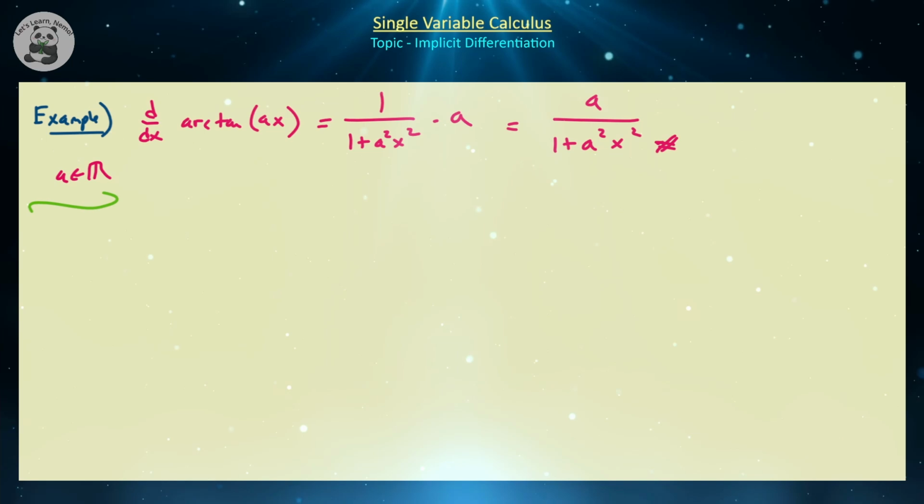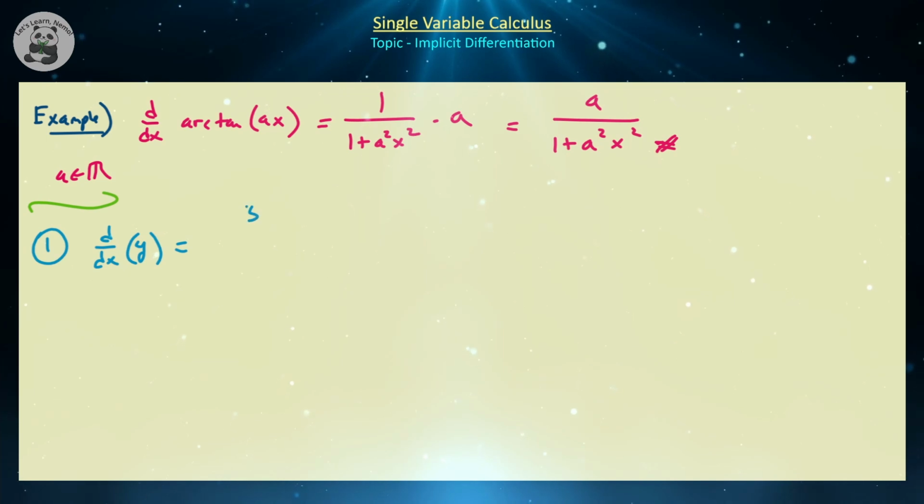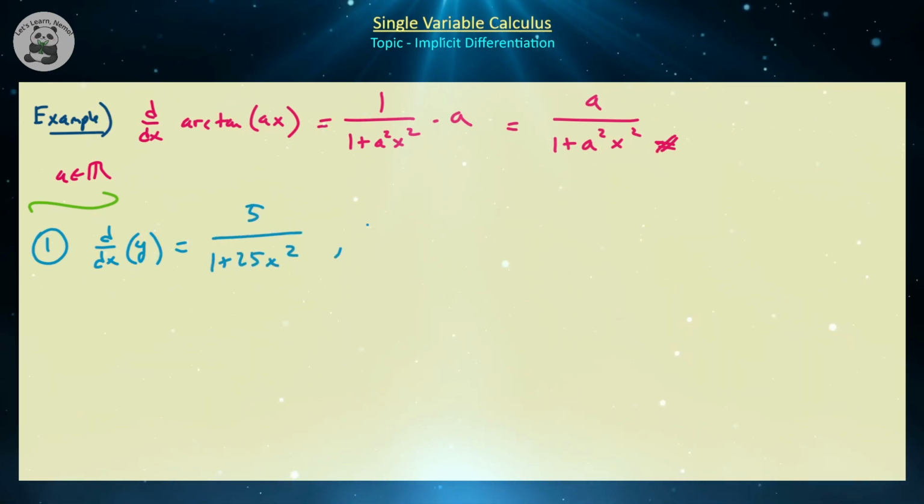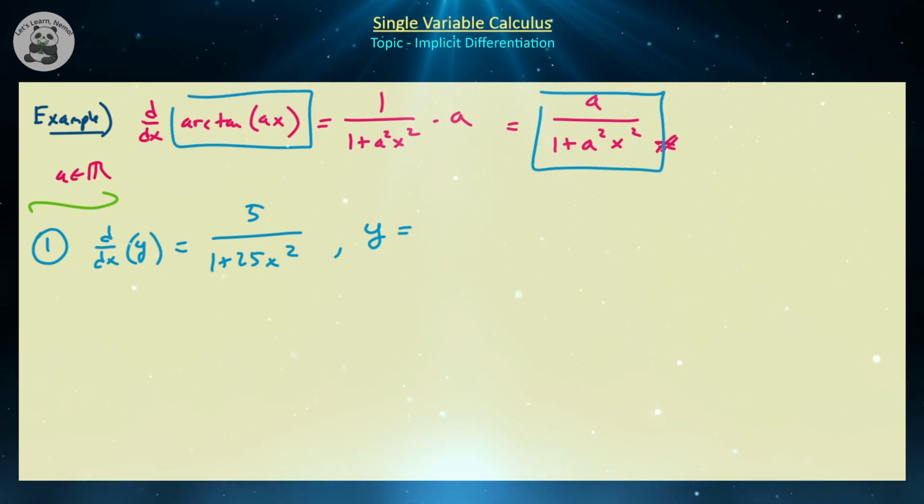So let's see if you can guess what these functions are. So example 1. The derivative of something is equal to 5 over 1 plus 25x squared. What is that something equal to? And you can maybe pause this video to sort of think about it if you don't already know the answer. But you should see that this is just a direct usage of this formula, right?